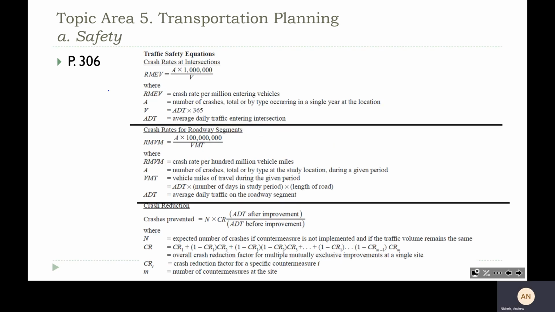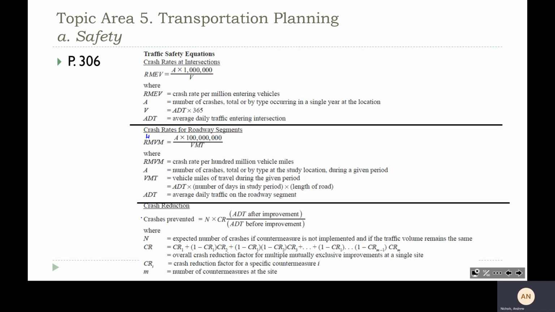So on page 306, these are the equations you get. You're told that crash rates at intersections use this RMEV. RMEV is rate per million entering vehicles. So what's the rate of crashes per million vehicles entering that intersection? We have for roadway segments RMVM, the rate per 100 million vehicle miles. Some places there's an H in here, so it's RHMVM.